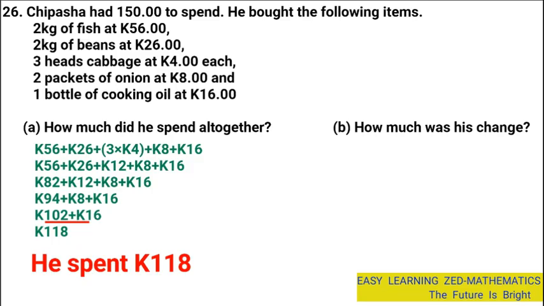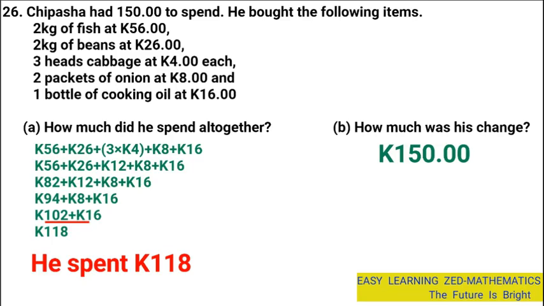So to find how much his change was, we are going to go back to the statement to find out how much he had. So we are saying he had 150 kwacha. This time I'm going to use the zeros so that you understand.